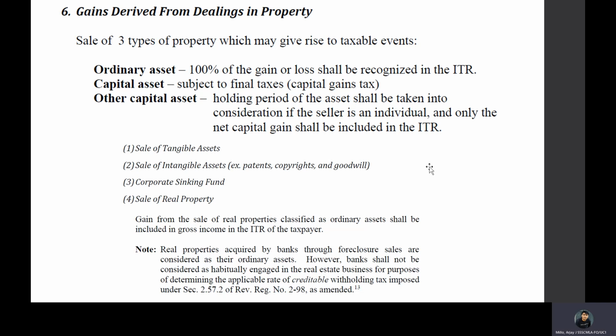Yung capital asset naman, as discussed before in modules 11 and 12, these are subject to final tax, yung capital gains tax. Then other capital asset, ito naman yung holding period of its asset shall be taken into consideration if the seller is an individual, and only the net capital gain shall be included in the ITR. So ito yung mga involving yung holding period, like yung for investment for long term.